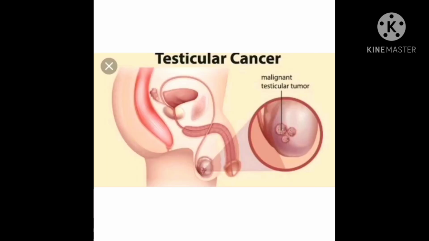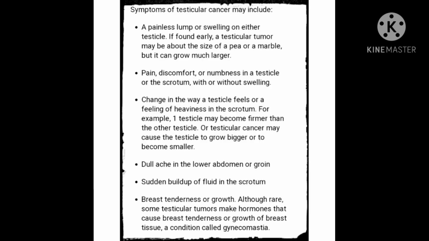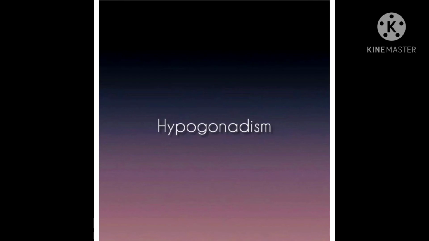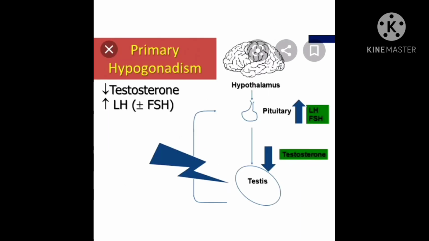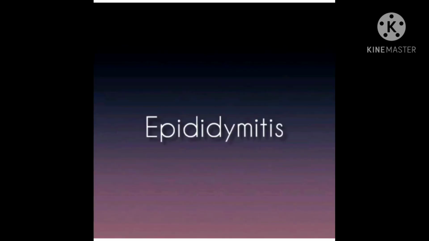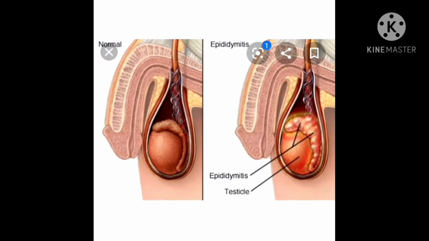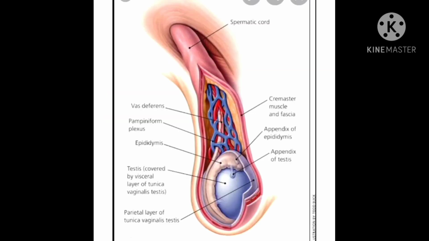Testicular cancer. It occurs when abnormal cells in the testicles divide and grow uncontrolled. Hypogonadism. In men, it is a disorder that occurs when the testicles or gonads do not produce enough testosterone. Epididymitis. It is the inflammation of the epididymis.